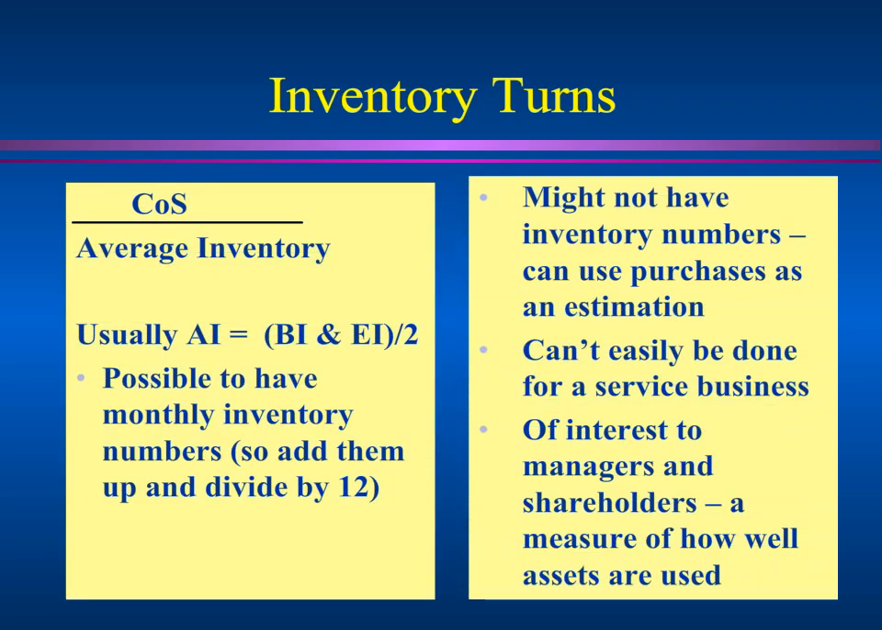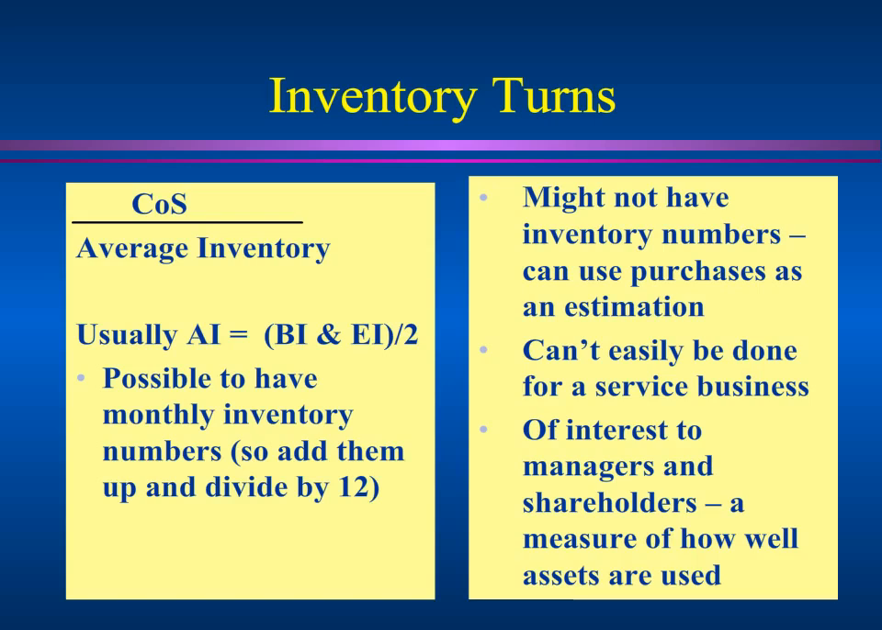Okay, so when we talk about inventory turns, we're talking about the cost of sales for the entire year. So how much goodies we bought, not including labor, and just see what that number is, divided by our average inventory. Usually that's, in the simplest form, beginning inventory and ending inventory divided by 2.